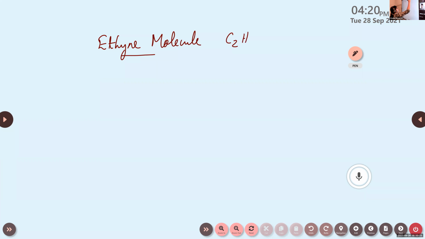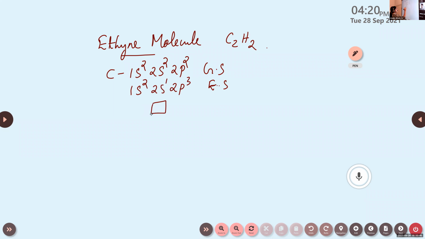That is C2H2. So here also the central atom is carbon. Its configuration is 1s2, 2s2, 2p2 in the ground state. Then for the excited state, it is 1s2, 2s1, 2p3. So we can draw the orbital diagram: 2s, then in 2p. Here the 2s and one 2p combine together to form two sp hybrid orbitals.